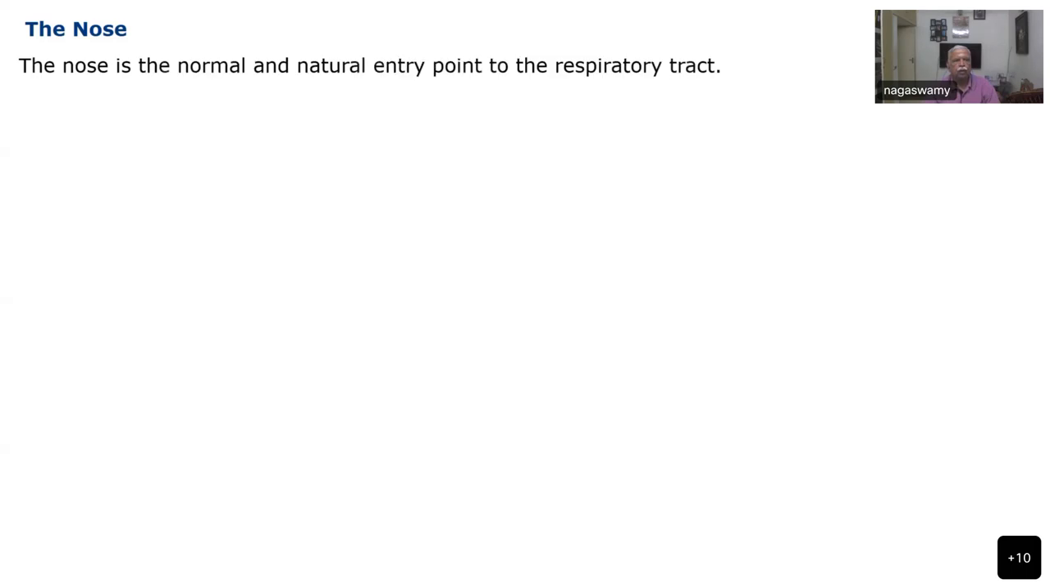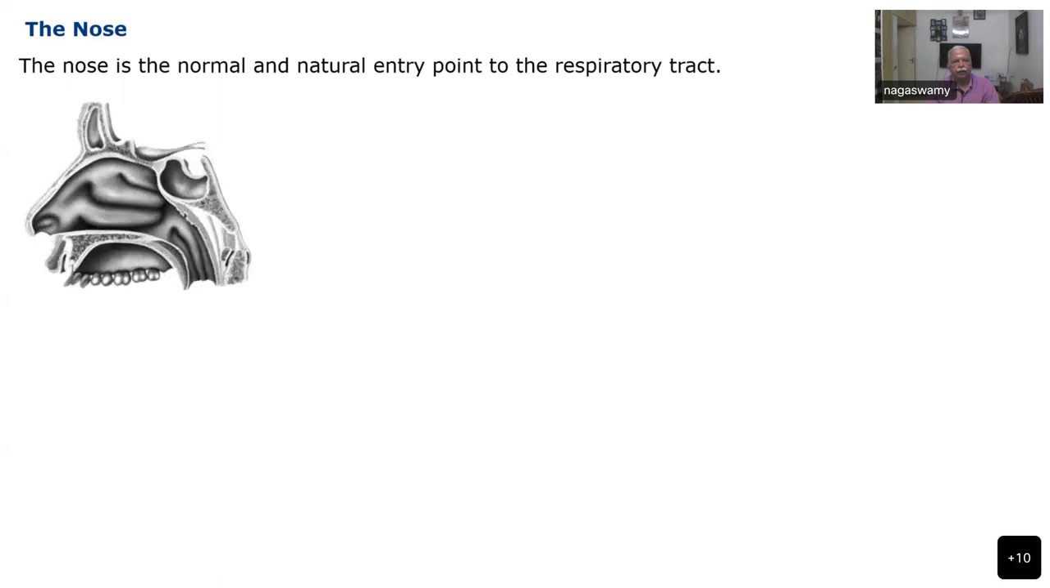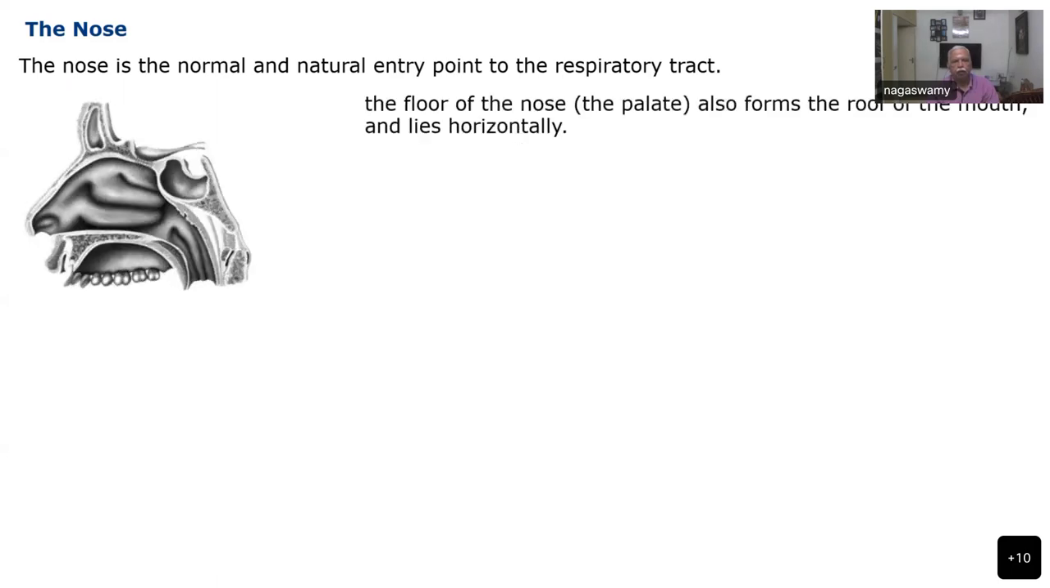Intubation. So the nose is the normal and natural entry point to the respiratory tract. The floor of the nose, that is the palate, also forms the roof of the mouth. So this is a common shared area, the hard and soft palate. This forms the floor for the nose, and at the same time the roof for the mouth.